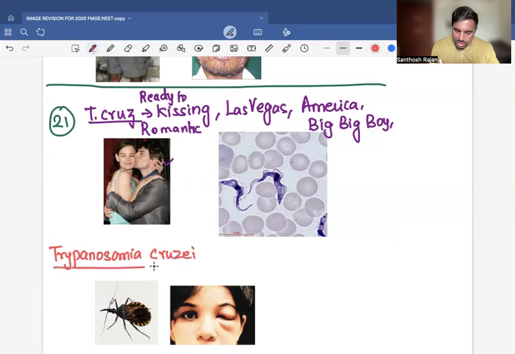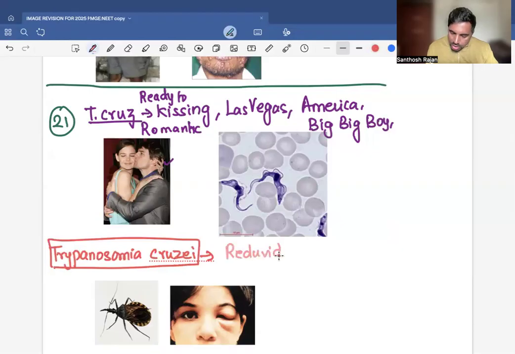Cruzei, cruzi. Very simple. Okay, Tom Cruise is Trypanosoma cruzi. And why did it say ready? The bug which is causing this is called the redwood bug, or you can call it the kissing bug. Question is asked. Okay, kissing bug.